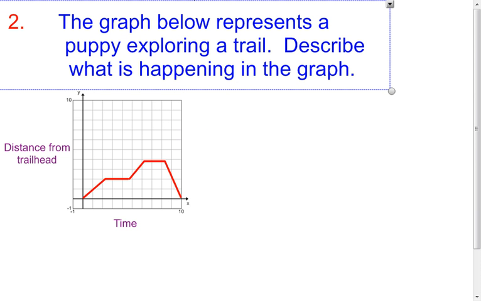All right, the next graph represents a puppy that is exploring a trail, and you have to pay attention again to how the axes are labeled. So the x-axis is labeled with time. This is the distance from the trailhead, how far away they are from the trailhead. So in this section right here, as time passes, the puppy is getting farther and farther away from the trailhead because the distance is increasing. So in this case, farther away from the trailhead.